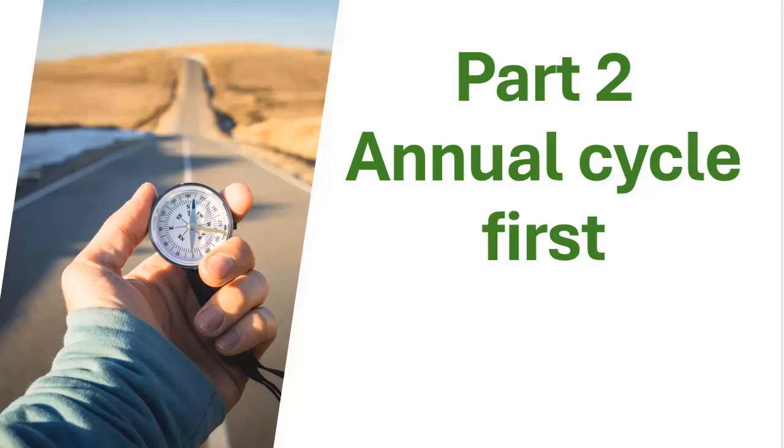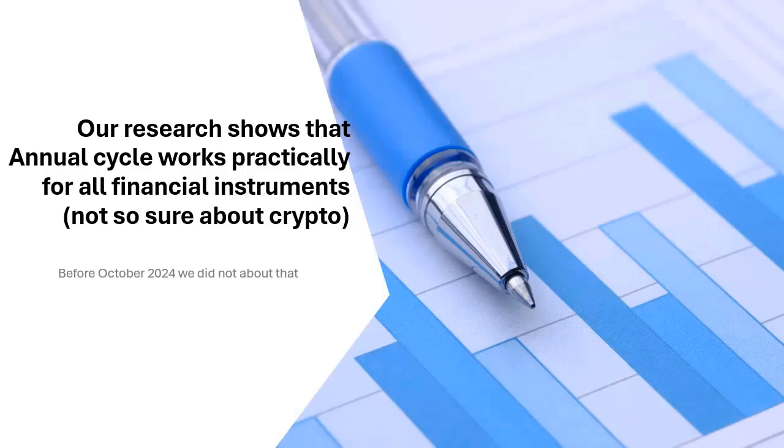Part number 2, annual cycle first. You see, if you work with end of day data or weekly data, the first thing I recommend to do is to check the annual cycle, how the annual cycle works. Our recent research shows that the annual cycle works practically for all financial instruments, for stocks, for forex, for futures. We don't know about crypto, still don't understand, but for other financial instruments, the annual cycle works.